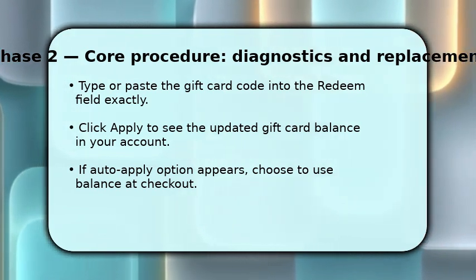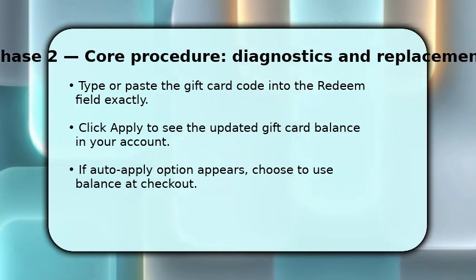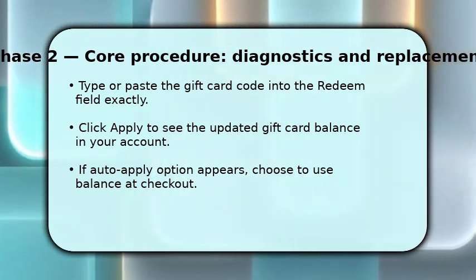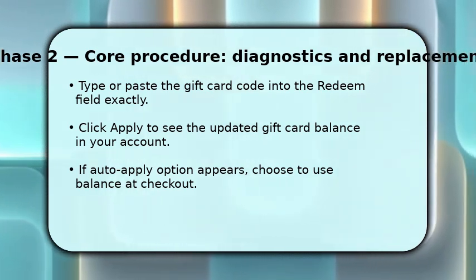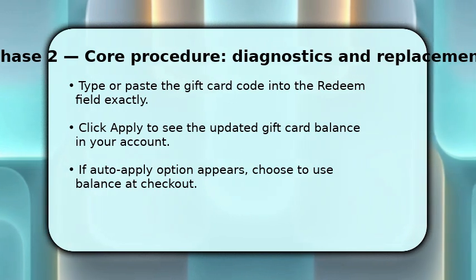If an auto-apply toggle is offered, enable it to let Amazon use the balance first during checkout. Doing this avoids unexpected charges to your default payment method and clarifies how much you still have to spend.